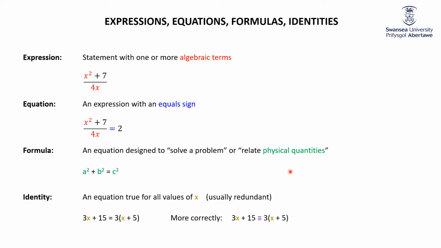Not really a huge amount of sense to this movie in some ways, but it is important that you understand: when I say expression, I mean a statement with one or more algebraic terms. An equation is an expression with an equal sign. A formula is an equation that actually has some use. An identity is usually redundant.